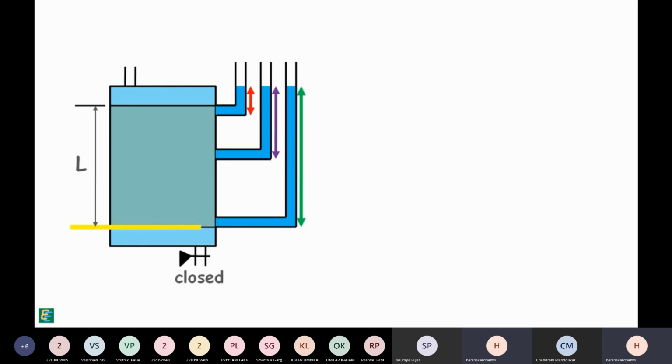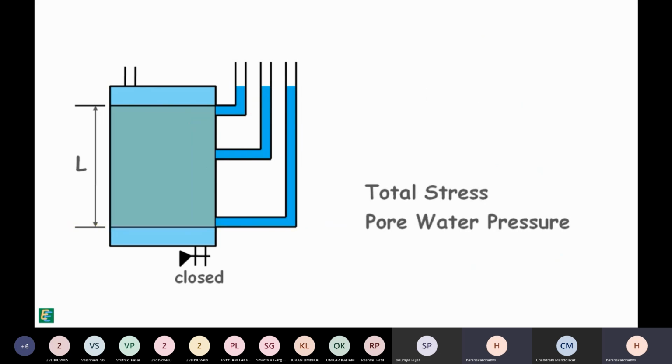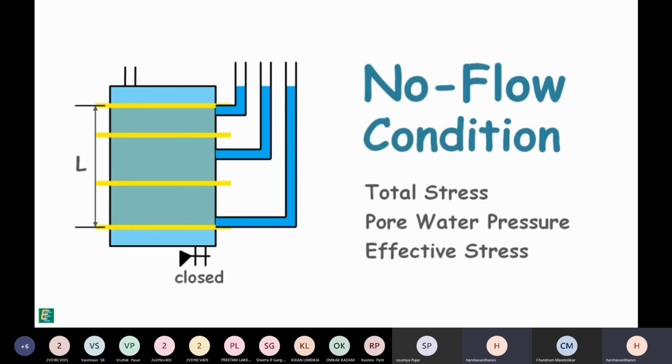If we consider the bottom of the soil sample as our datum and measure the elevations of the point of interest, we can see the sum of elevation head plus pressure head is same at all depths. That is, total head is same. And when total head is same everywhere, water does not flow in any direction. The total stress, pore water pressure and effective stress at different depths can be calculated for this no flow condition.